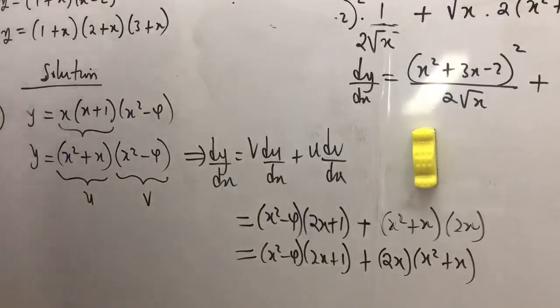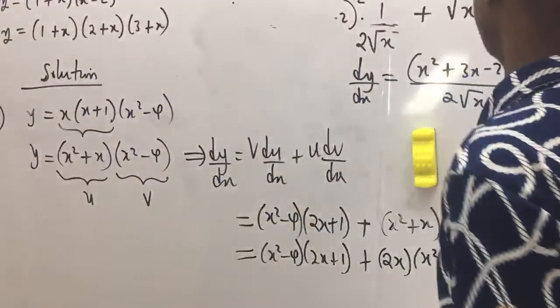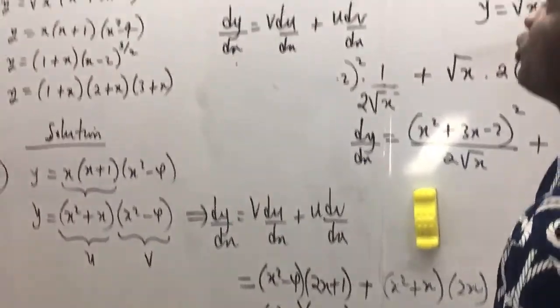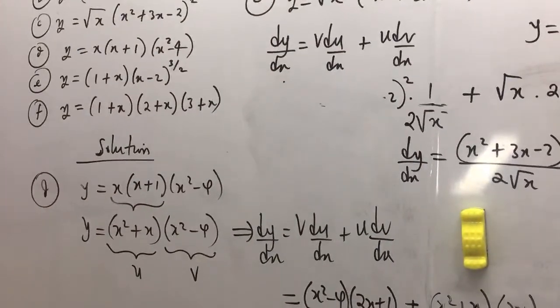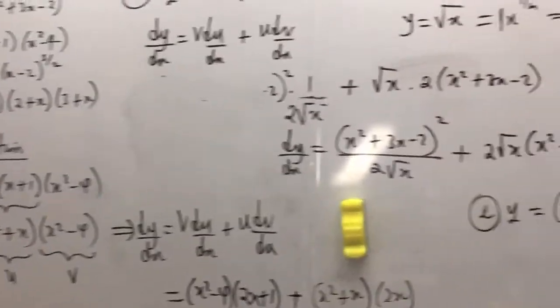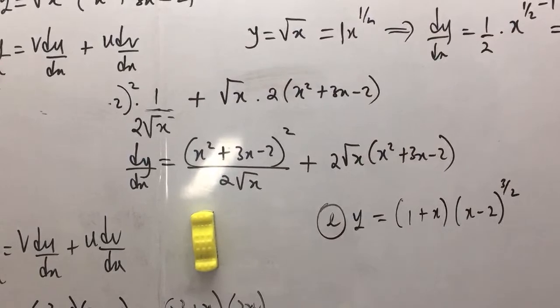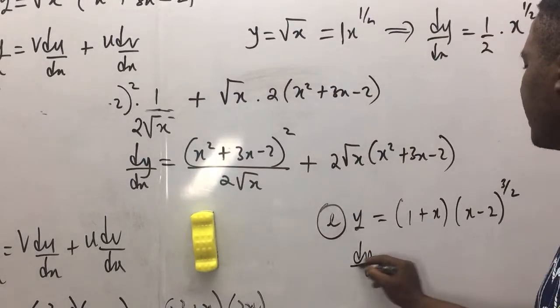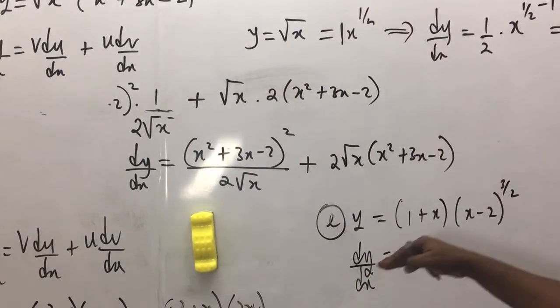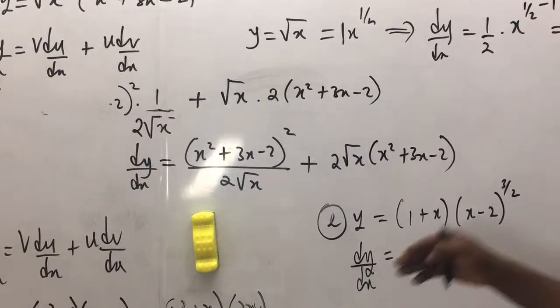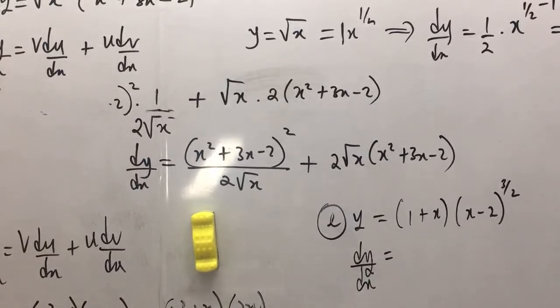Now let's go over to the next problem, 22E. In 22E, we are asked to differentiate this: y equals 1 plus x, times x minus 2 raised to power 3 over 2. So dy/dx, again, this problem requires the product rule. The first rule we'll be needing here is the product rule of differentiation.